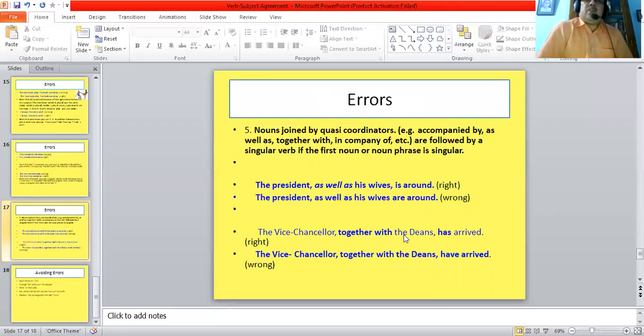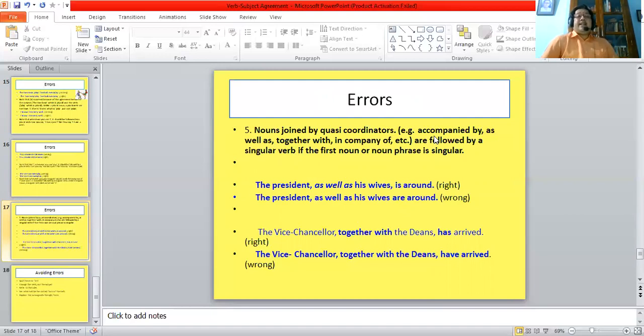Okay, so we are using "as well as" as the coordinator. Two nouns, president and wives, joined by "as well as". So it will be followed by a singular verb. The first noun or noun phrase is singular. The first one obviously is singular over here.